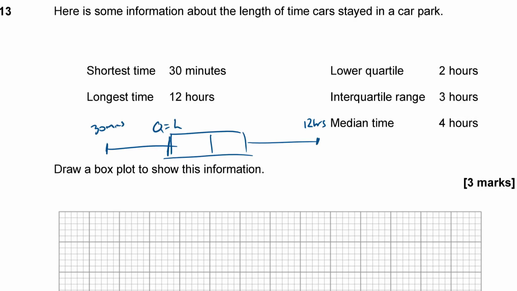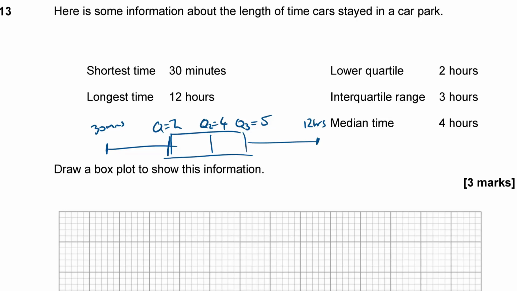The interquartile range is 3. That means that the distance between Q1 and Q3 is going to be 3, and 3 more than 2 is 5, so that one's got to be 5 up there. And we're told that the median is 4. That's my value of Q2 goes in the middle.